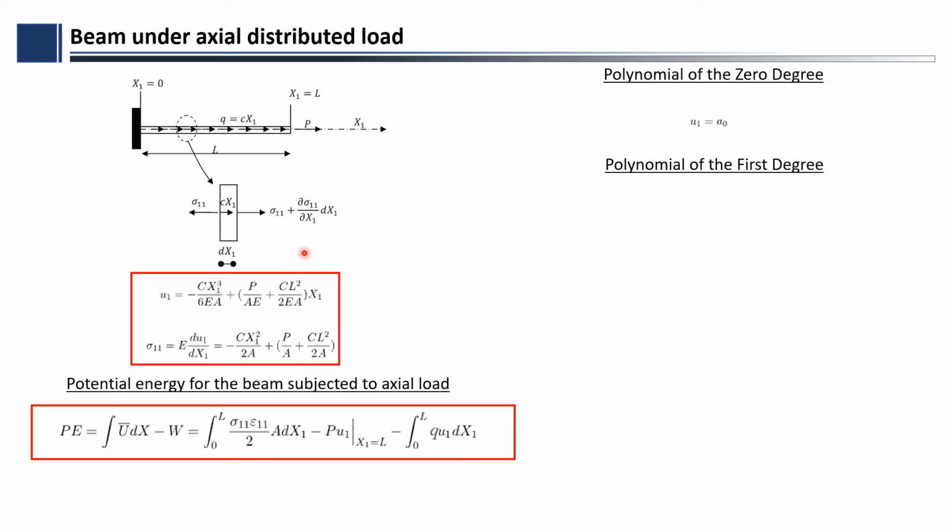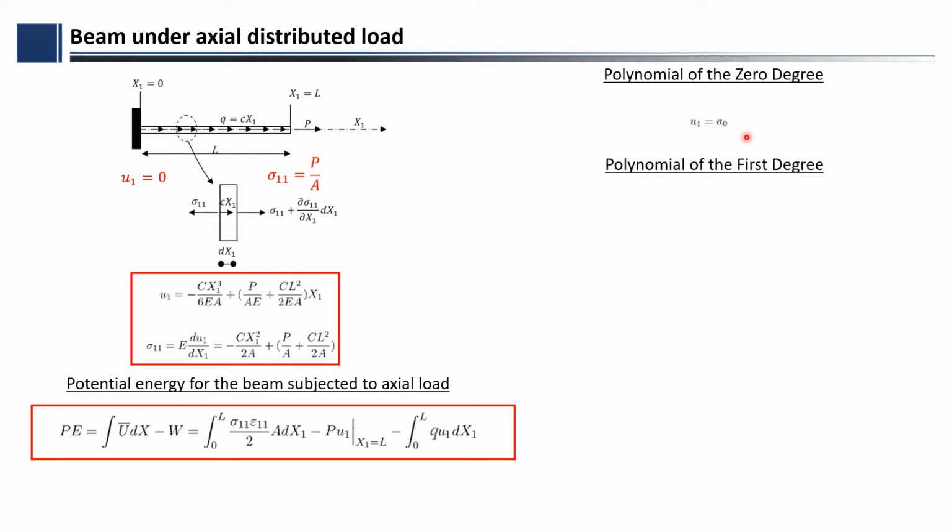u1 equals to a0. Before we do anything further, let's see if there are any boundary conditions that we can use to simplify this displacement function. We have 2 boundary conditions here. At x1 equals to 0, we have u1 equals to 0. At x1 equals to L, we have sigma 1 equals to P divided by A. Let's use the first boundary condition. We can find a0 equals to 0. So 0 degree of polynomial function gives us a trivial solution.